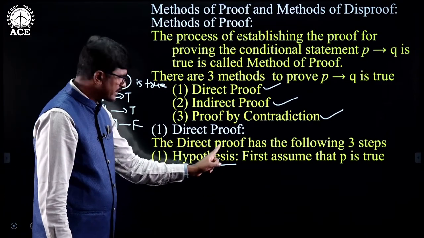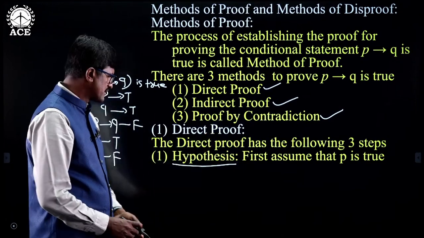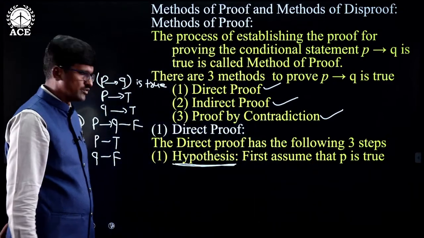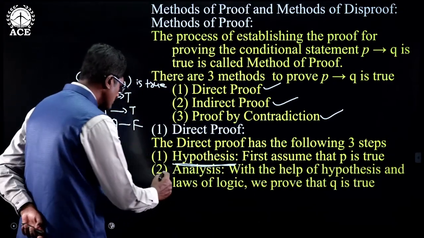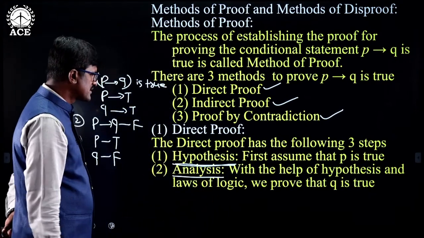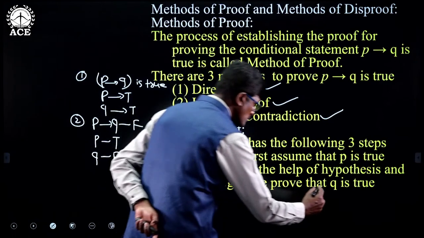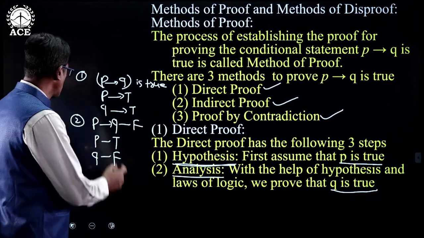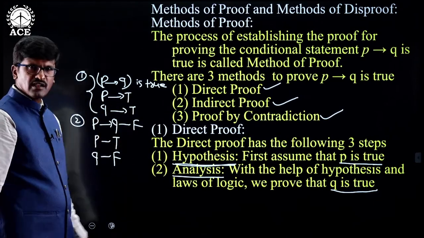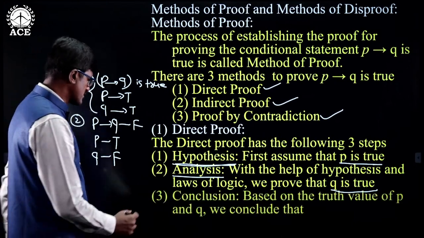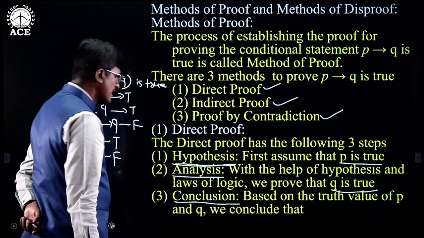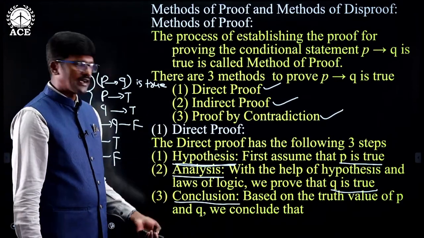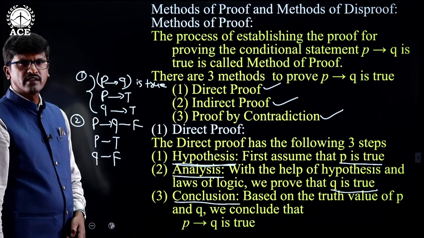So when we are proving the given conditional statement is true by using the direct method, in the hypothesis, we first assume that P is true. Next, the second step is analysis. In the analysis, we prove that Q is also true. If both of them are true, then the conditional must be true. That will be concluded in the conclusion section, where we conclude that as P is true and Q is true, therefore P conditional Q is also true.